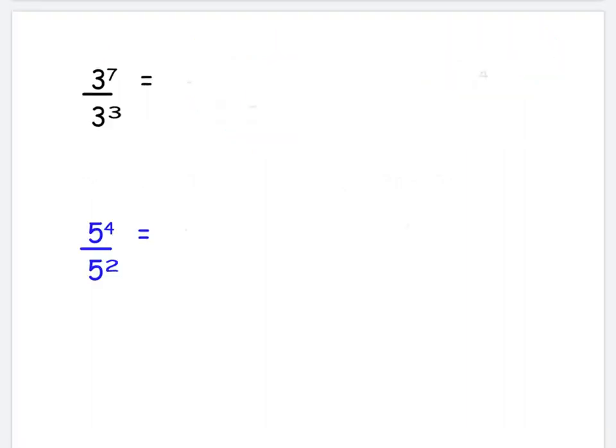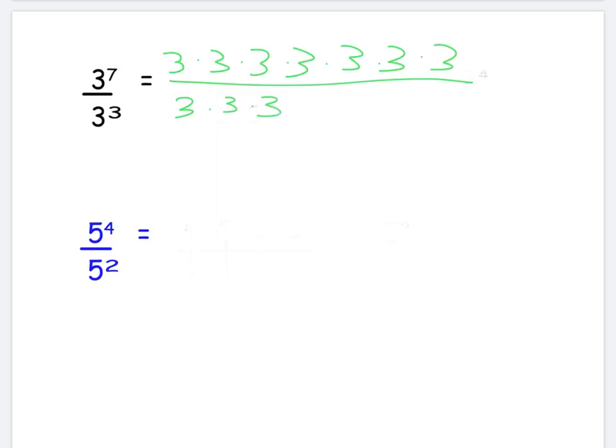So let's take a look at this time. This fraction line means division. So if I'm dividing these, 3 to the 7th power would mean 3 times 3 times 3 times 3 times 3 times 3. That's 1, 2, 3, 4, 5, 6. So one more, times 3. Over 3 to the 3rd power, which would be 3 times 3 times 3.